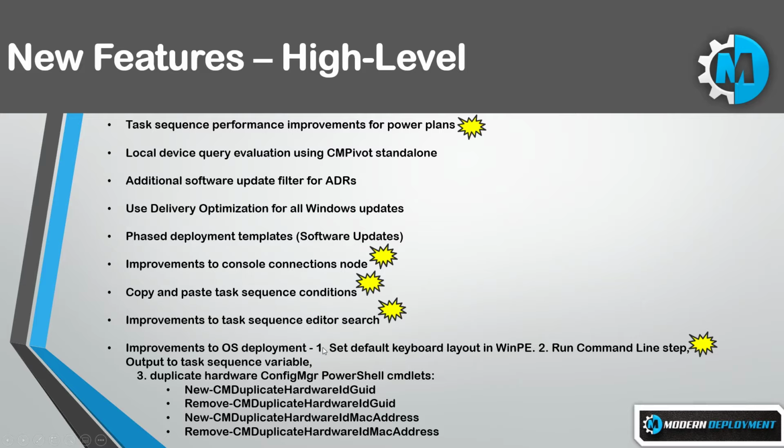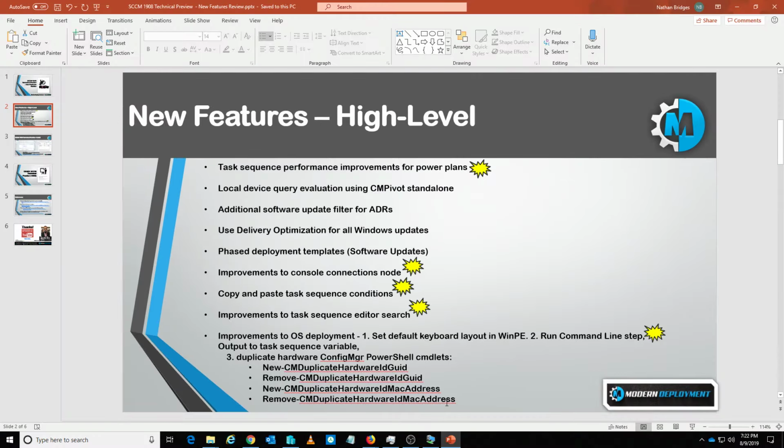Likewise, there's improvements to operating system deployment, the ability to set the default keyboard layout in Windows PE, the ability to output a run command line step as a task sequence variable, and finally, the ability to clear up duplicate hardware IDs using PowerShell commandlets in the Config Manager console.